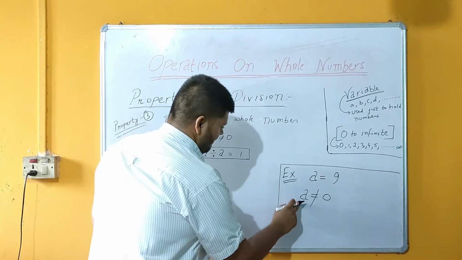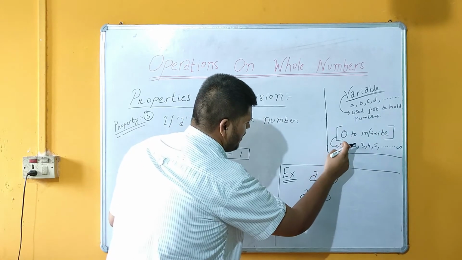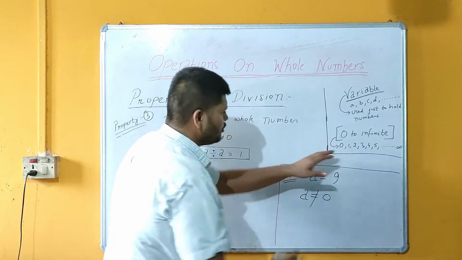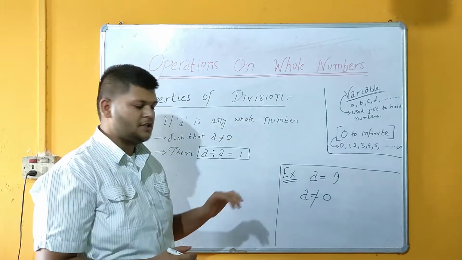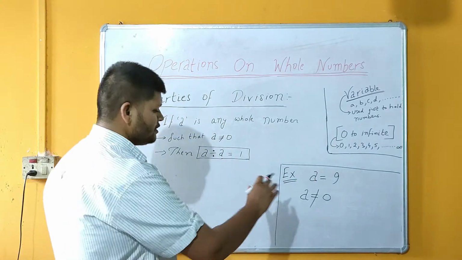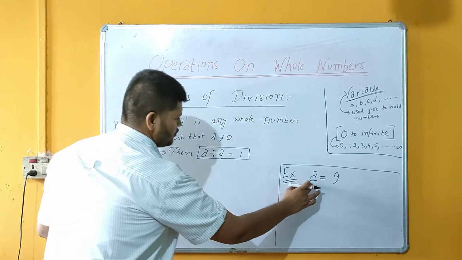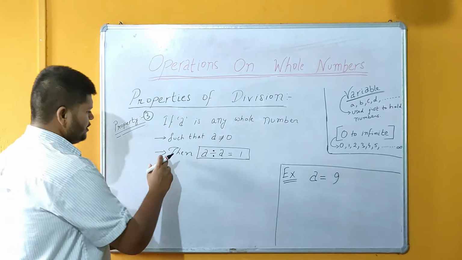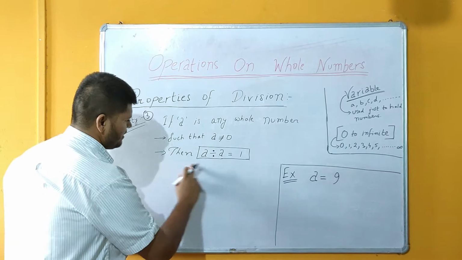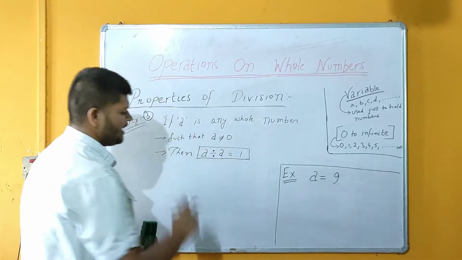That means the value for A, if you want to pick up from this range, you have to exclude this 0. You have to eliminate this 0 every time and pick up the value for A. Once you have picked up the value for A, here suppose I have taken 9, then you have to move to this third line. What does it say? A divided by A will produce the result as 1.